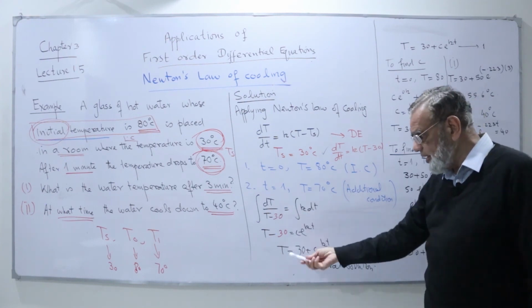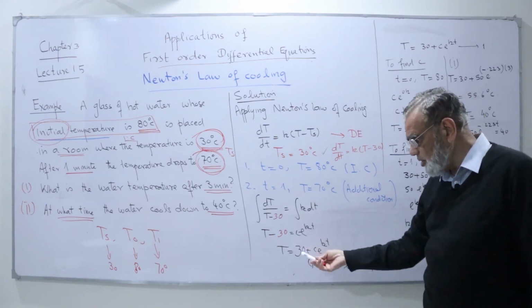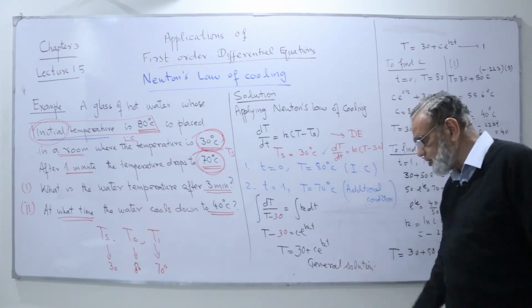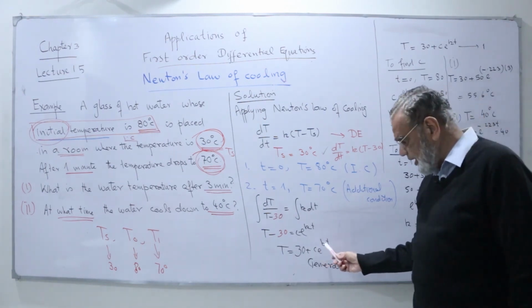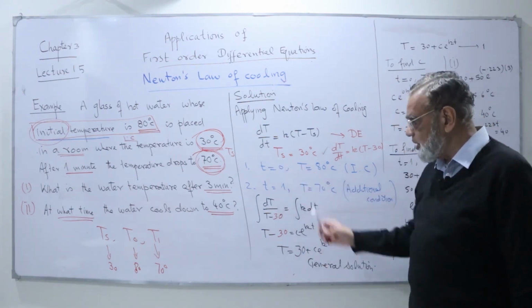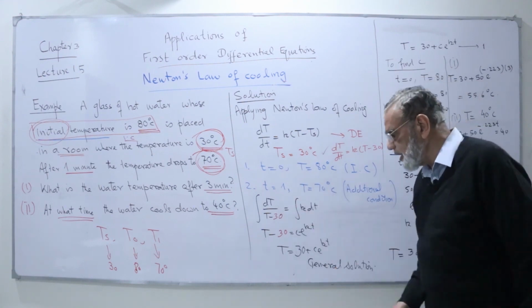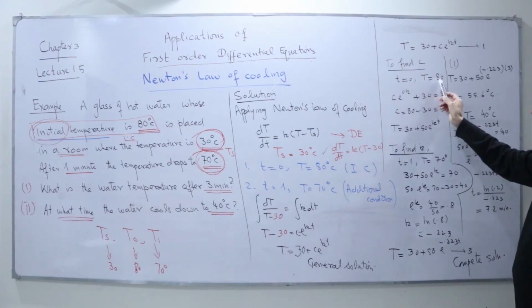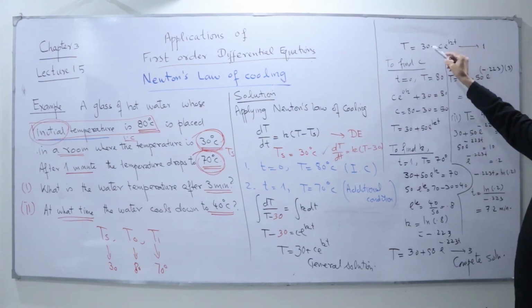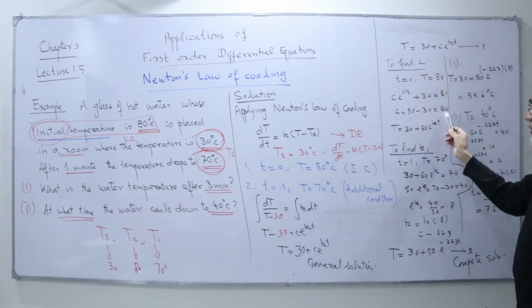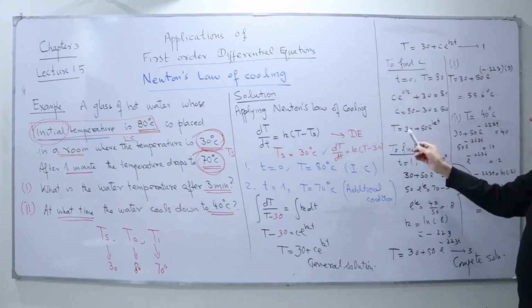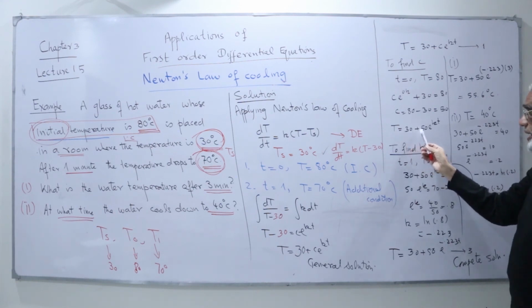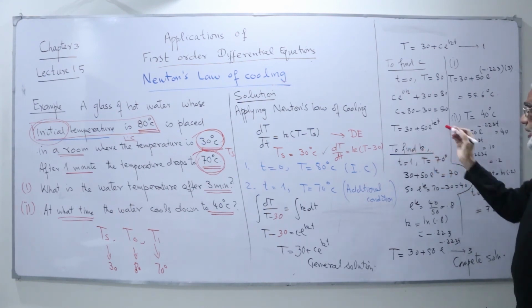We separate the variables, integrate, and simplify to get T is equal to 30 plus C e to the power kt. This is my general solution. Now I want to find C and k. For C, I use the initial condition; for k, I use the additional condition. At t equal to 0, T is 80. We substitute t equal to 0 and T equal to 80, and we calculate C, we get 50. So our particular solution is T equals 30 plus 50 e to the power kt.